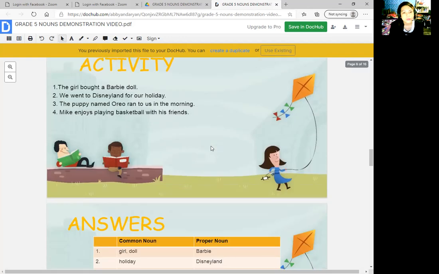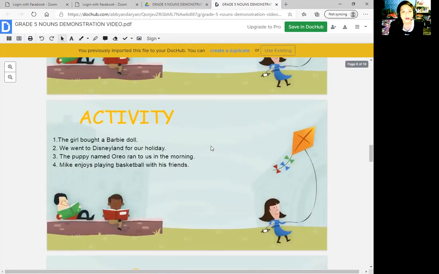Second, we went to Disneyland for holiday. We went to Disneyland for holiday. Third, the puppy named Oreo ran to us in the morning. The puppy named Oreo ran to us in the morning. Fourth, Mike enjoys playing basketball with his friends. Mike enjoys playing basketball with his friends.